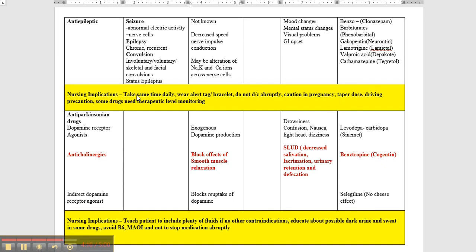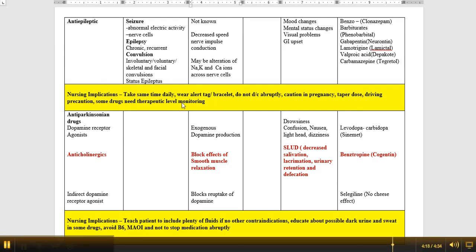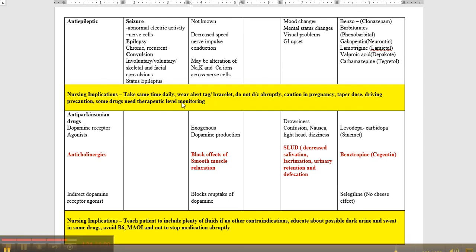Teach the patient to be cautious while driving. Never take any other CNS depressant drugs, and they need to come in to have the lab levels of the drug done, maybe periodically, according to the provider's discretion and recommendations. So the next part is anti-Parkinson's drugs, which I will cover in another 5-minute audio.